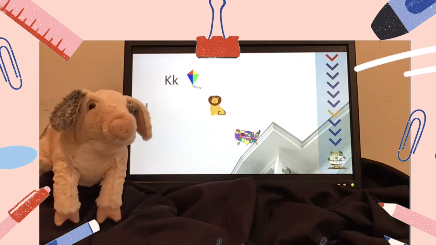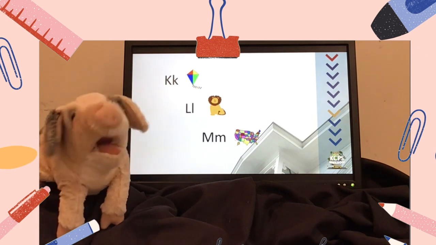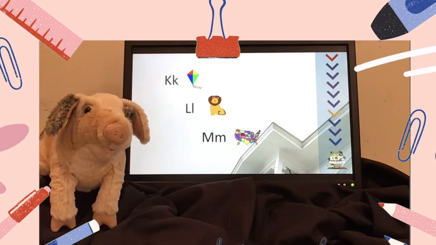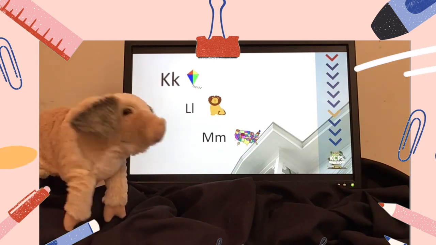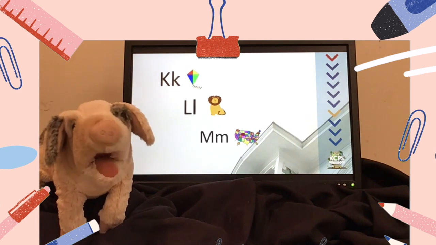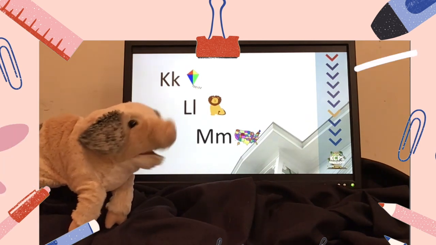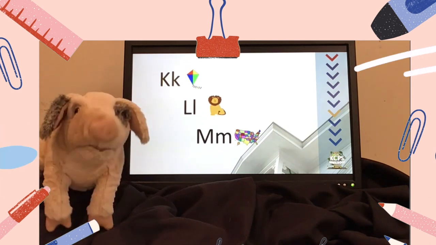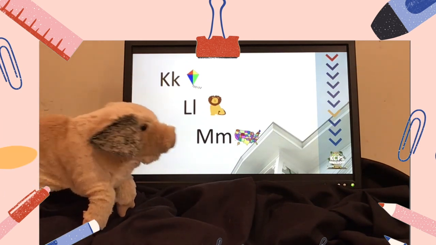K, L, M. Let's say the sounds. K says k like kite. L says ooh like lion. M says mmm like map. Good job. Let's say them again. K, L, M.